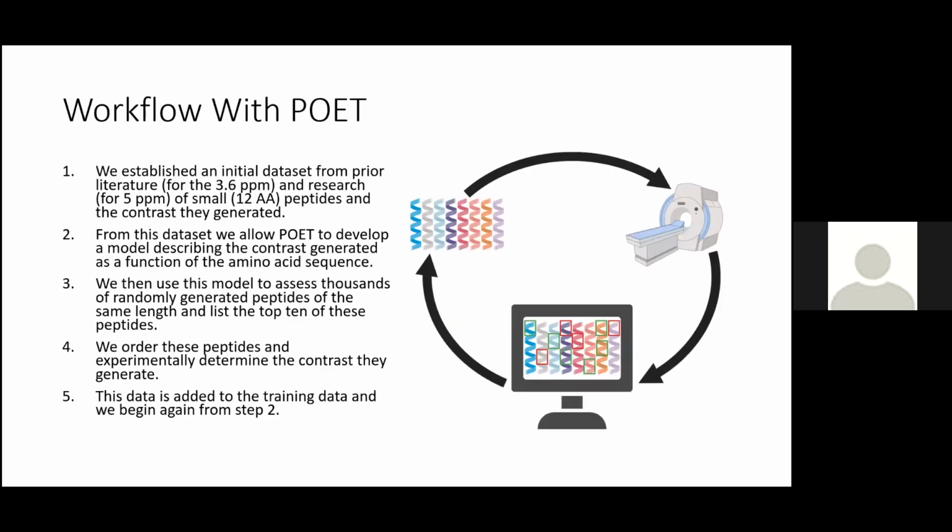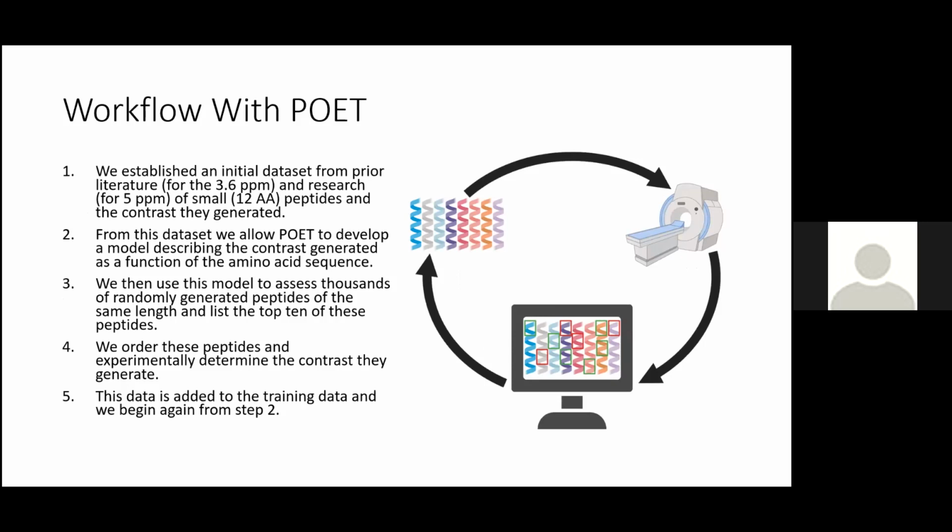The workflow was such that we generated an initial data set from prior literature for the 3.6 and the 5 ppm research, using these small 12 amino acid long peptides. And we looked at the contrast they generated. We fed that into POET. POET developed a model.